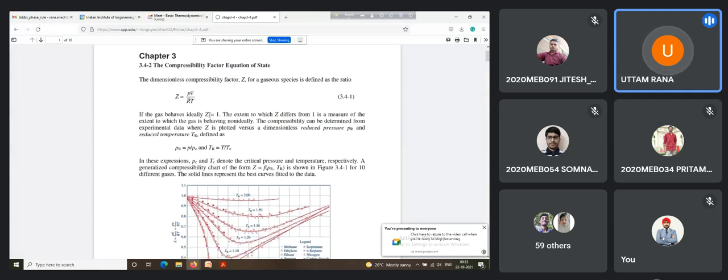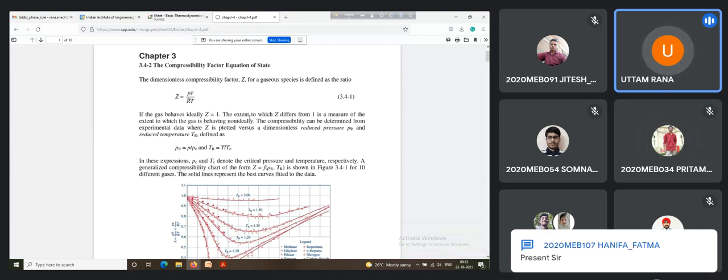Now, what is the equation of state of an ideal gas? You have studied in your higher secondary that PV is equal to RT, where R is the universal gas constant. Yes or no? So every time PV has to be RT if the gas is to be an ideal gas. In that case, what will be the ratio? PV divided by RT has to be 1.